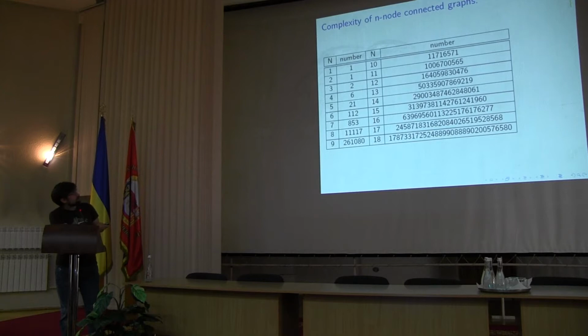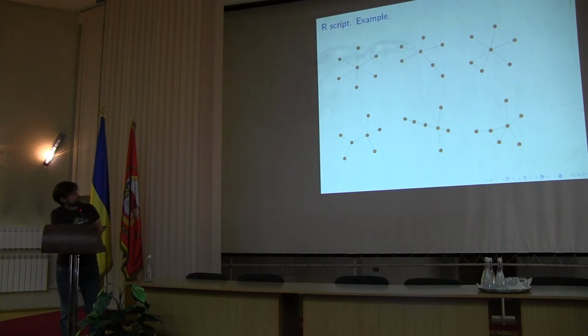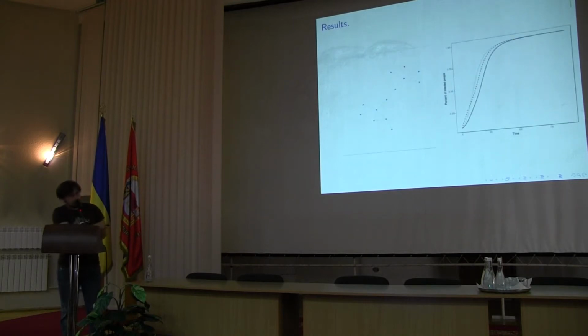As you see, this is the number of different graphs of n nodes with the property of connectivity and with isomorphic graphs removed, and this grows very fast. If you have only 18 nodes, you already have a very big number. And this is an example for some 7 node networks, which is the result of generating by this program. We have different setups, and for each setup we can launch the simulation. As you see, this is a simple SI model, and the simulation can be very different depending on the starting node.